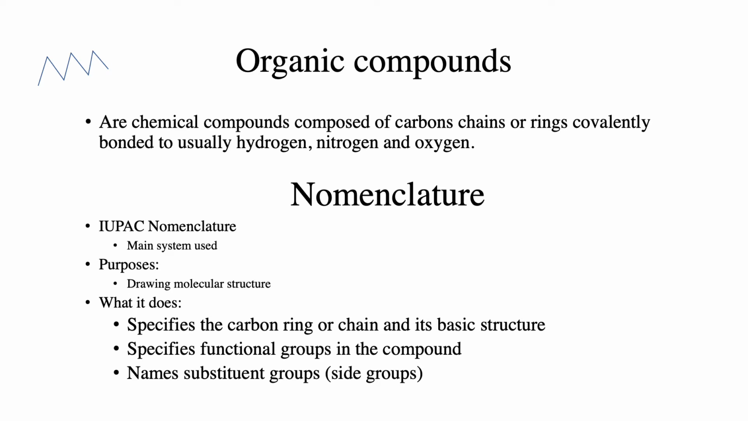But as you can imagine, with so many possibilities of compounds, a naming system is necessary to distinguish all the different compounds. The system mainly used for organic compounds is the IUPAC nomenclature system. The purpose of the system is to define all these different possible compounds while at the same time defining the structure of the compound. The main three things this naming system does is specify the carbon ring or chain and its basic structure, specify the functional groups in the compound, and name the substituent groups, which are the side groups.